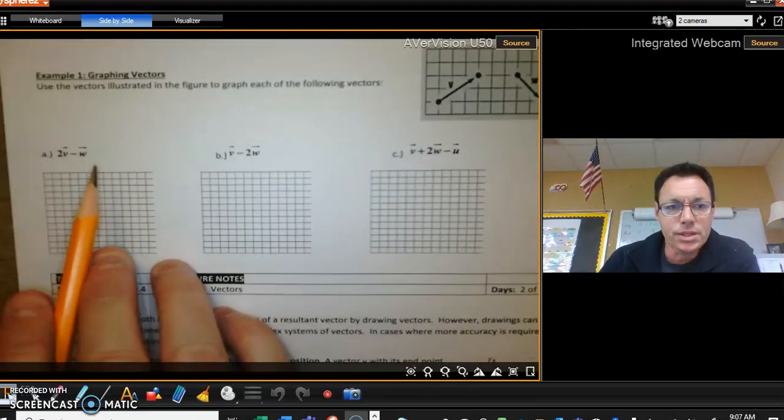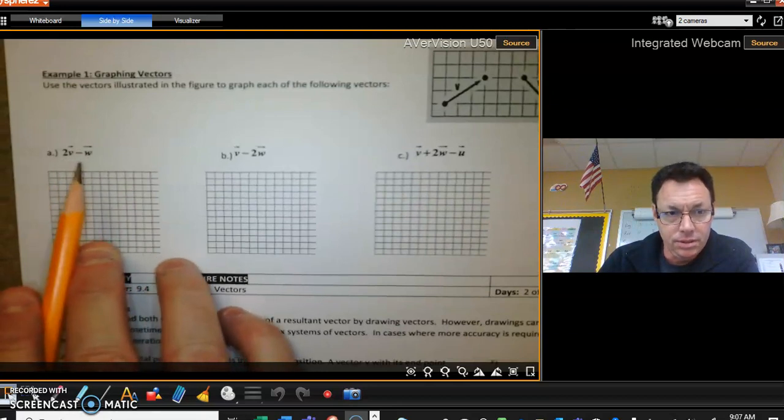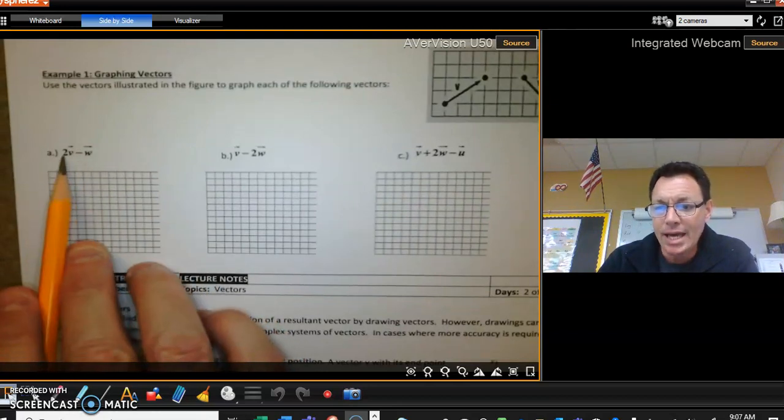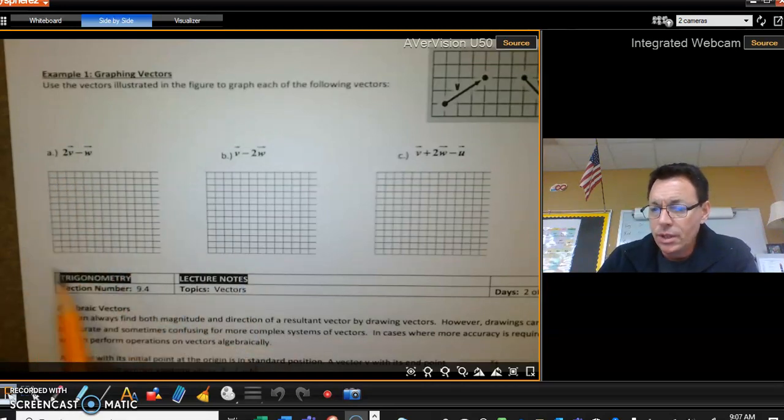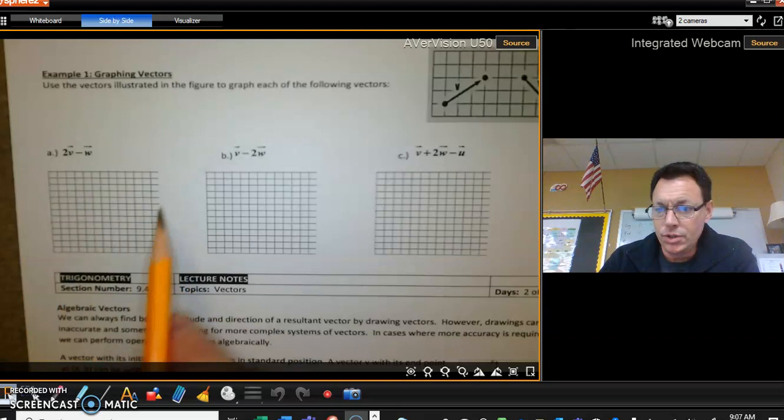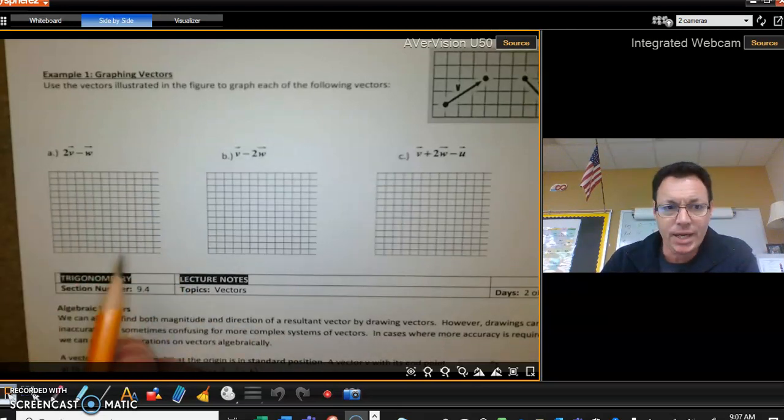And what I want to do is I want to know the resultant. What do I get when I add 2 v's and then I subtract the w? All right, so this is just a grid. There's no numbers, there's no XY axis. It's just a grid for us to be able to draw this.